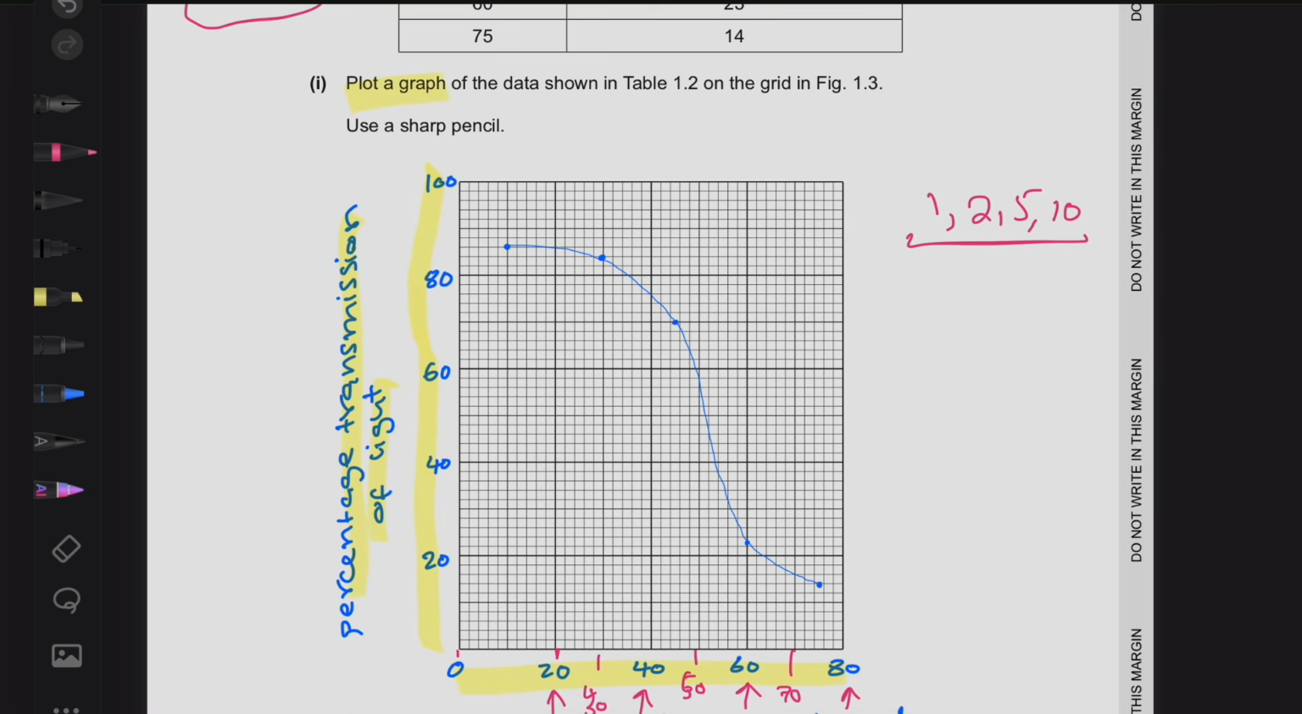Our third mark is for correctly plotting all 5 points, either using small dots or crosses. And our fourth mark is for joining them all with a thin line that passes through all the points. So I tried my best. Clearly there are some issues with my graph, but it should be as good as you can do, really.